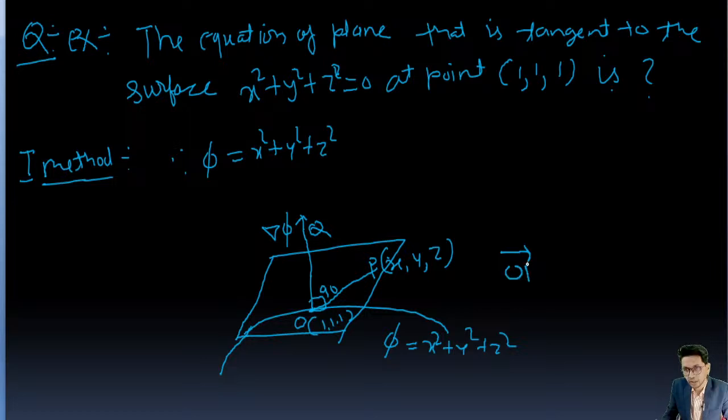Vector OQ dot vector OP is going to be 0 because the angle is 90, right? Because we know A dot B equals AB cos theta. Here theta is 90, and cos 90 we know is 0. By this we can easily find the equation of the plane, right? So now I will solve it. This is the actual physical meaning of gradient.